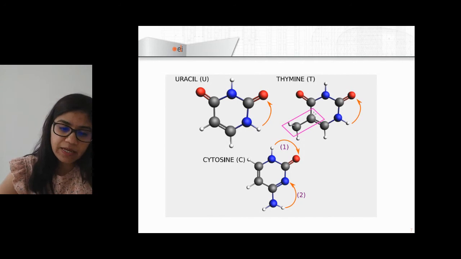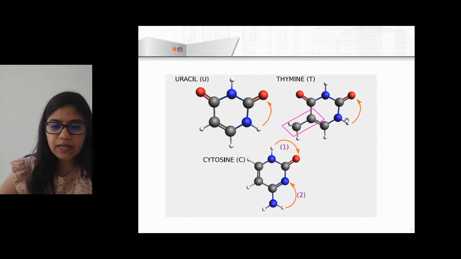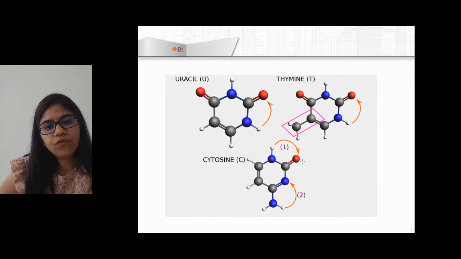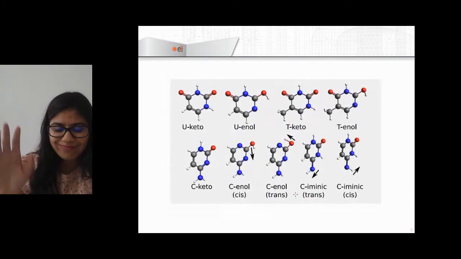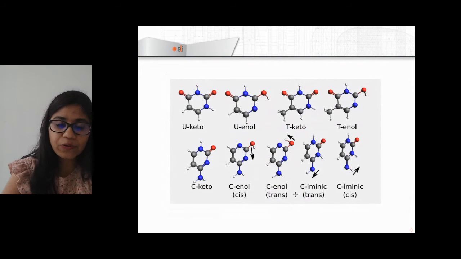And methylation is, the difference between uracil and thymine is that this hydrogen here is replaced with a CH3 group, which is the methyl group. So the uracil is methylated. Methylation gives thymine. And in cytosine, if we move the hydrogen from this nitrogen to O, then it will give again the enolic form. But if I move it from this NH2, then it will give an iminic form. So these are the systems that I will talk about today.